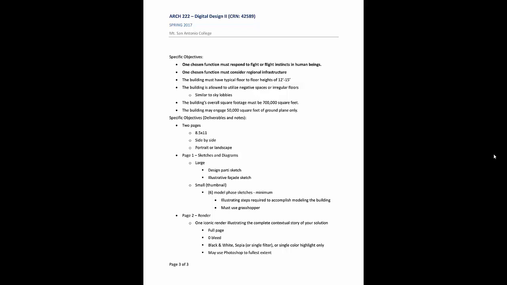So the render just tells you that it needs to be full page, right? Zero bleed if you can. We can print it to PDF zero bleed, but if you print it out from a printer, it might not be zero bleed. But here's really the key here. It needs to be black and white, sepia or a single color filter, or a single color highlight only. Okay, that's that key requirement. So that's why I showed you all of that today. The other thing is I put a final note at the very bottom that says you may use Photoshop to its fullest extent. You can Photoshop into it whatever's necessary to communicate the idea.